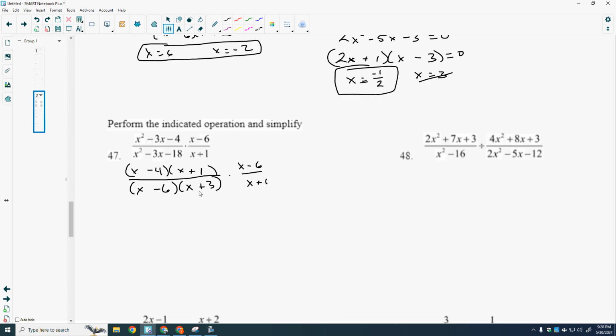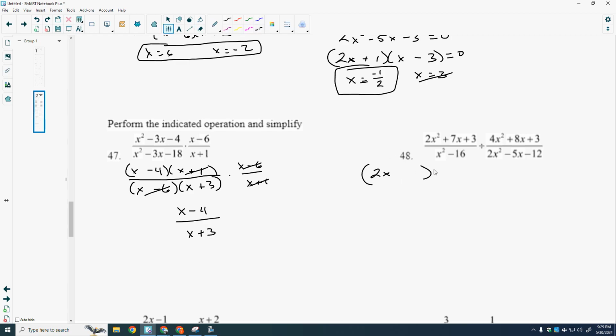Anything on top can cancel with anything on the bottom. This goes away, and my only factors that are left are x minus 4 and x plus 3. Okay, over here on top I get 2x, what was that?